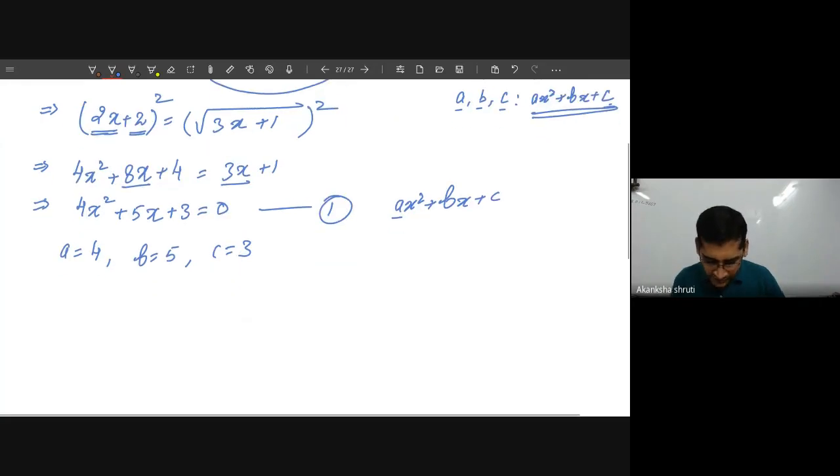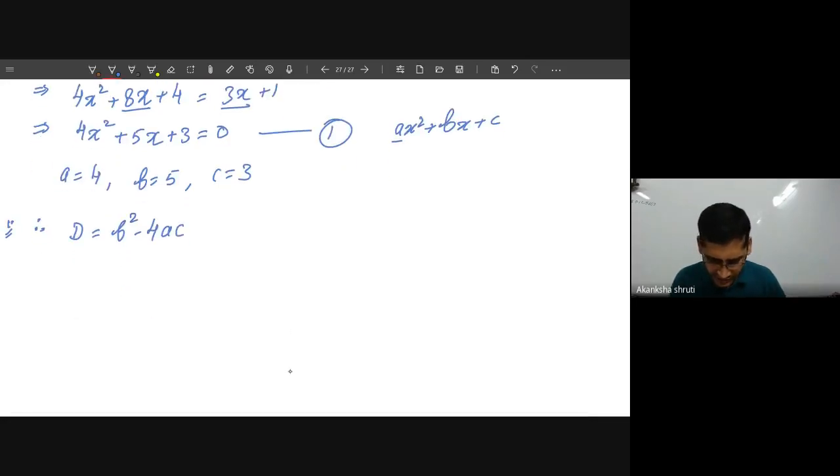Student, now what is required? The very first thing required is calculation of discriminant D. So D is given by the formula b square minus 4ac. Then you substitute the values: 5 square minus 4, a is 4, c is 3. Student, if there is any negative sign, you have to take care of it also.